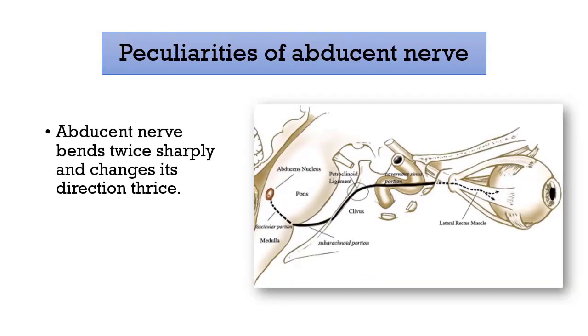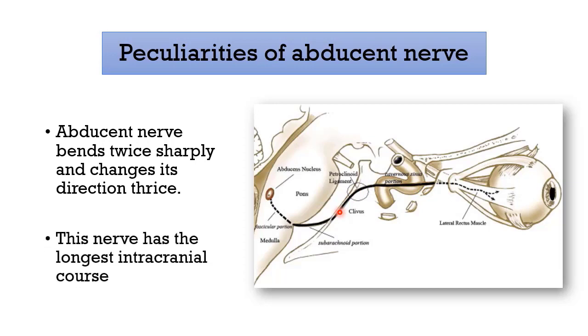Let me discuss some peculiarities of abducent nerve. Abducent nerve bends twice sharply in its course and changes its direction thrice. This is its nucleus. It is descending down and forward intraneurally. Once it comes out of the brainstem, it sharply turns upwards and forwards. This is its course. Once it reaches the upper border of the petrous temporal bone, it sharply turns forward. So this makes abducent nerve having longest intracranial course compared to any other cranial nerve.